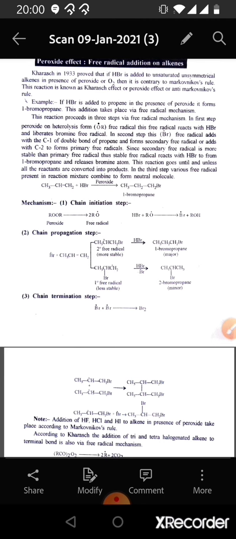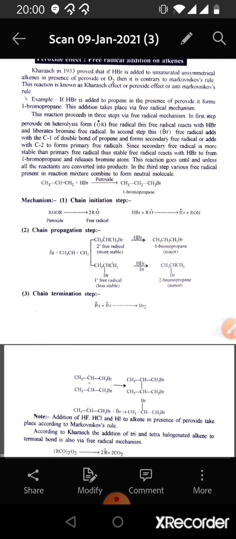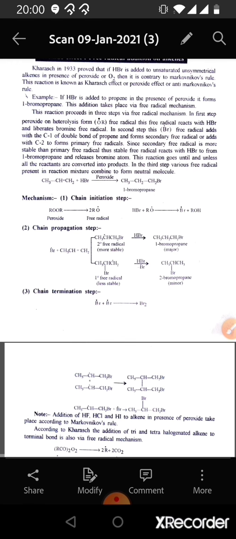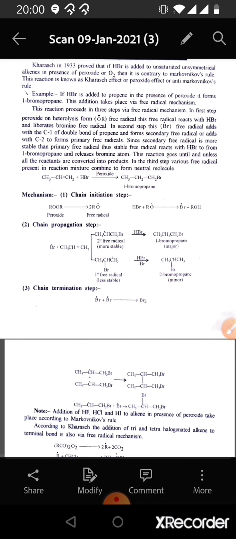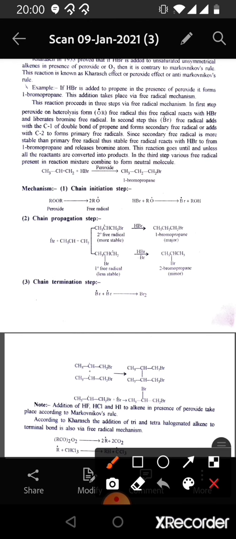Since secondary free radical is more stable than primary free radical, this stable free radical reacts with HBr to form 1-bromopropane and releases bromine atom, that is bromine free radical. This reaction goes on until all the reactants are converted into products. In the third step, various free radicals present in the reaction mixture combine to form neutral molecules. So if we see the general reaction, the propene reacts with HBr to give rise to 1-bromopropane.